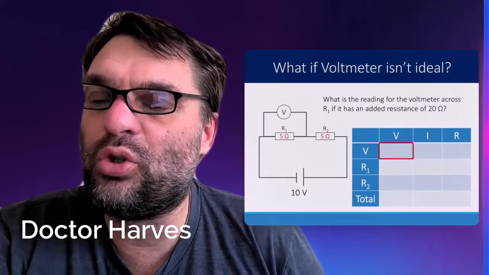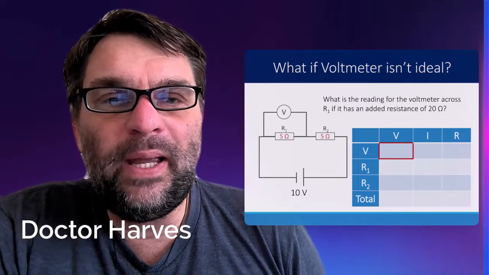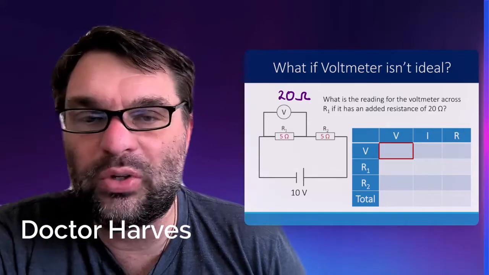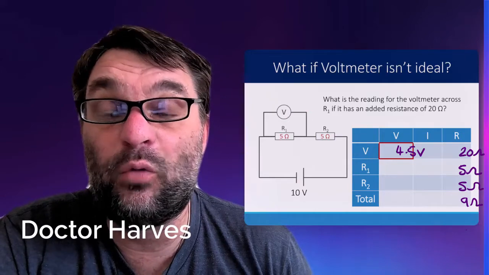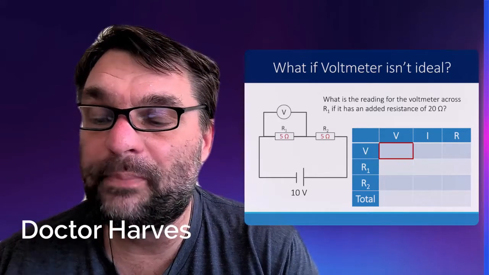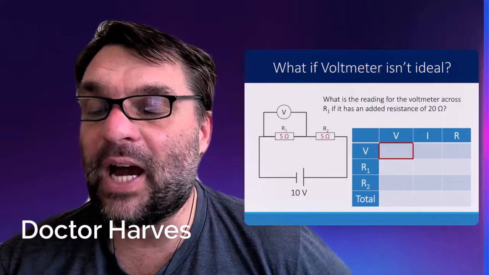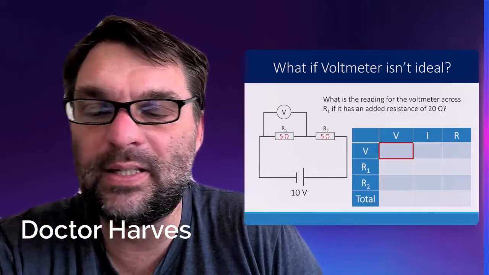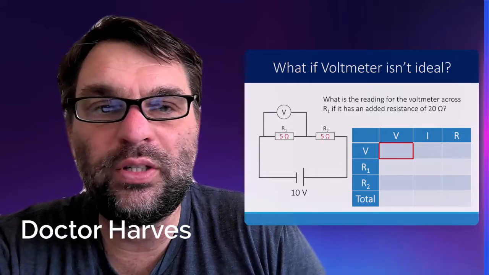What if the voltmeter is not ideal? Here we have an example. What will the reading for the voltmeter be across R1 if this added resistance is 20 ohms? What you'll actually see is that the voltage across the resistance will now be 4.5 volts, instead of reading 5 for R1. The voltage across R2 will be elevated. It will be 5.5 volts. And the current will be 1.1 amps, because the total voltage will still remain 10, but now the total resistance is 9 ohms instead of what it should be, due to the extra addition of the internal resistance of the voltmeter.